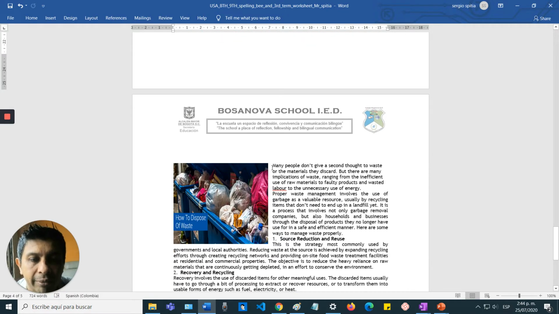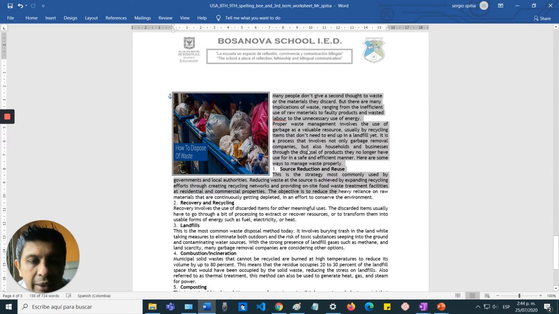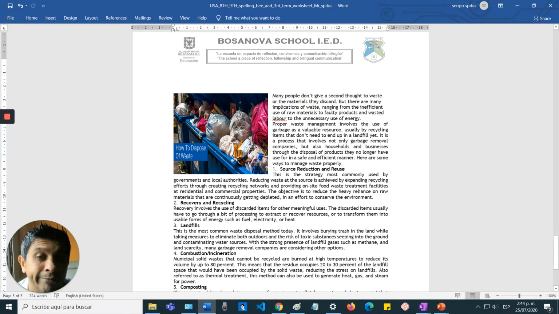So, here you can see the text. Many people don't give a second thought to waste or the materials they discard. Las personas no le dan una segunda alternativa a los desperdicios o los materiales que ellos descartan. Okay, so look at this first part, this introductory idea. Esa idea introductoria o preliminar es bastante interesante. Muchas personas no le dan una segunda oportunidad al desperdicio o los materiales que descartan. What do you think? Do we have the same problem in Colombia?